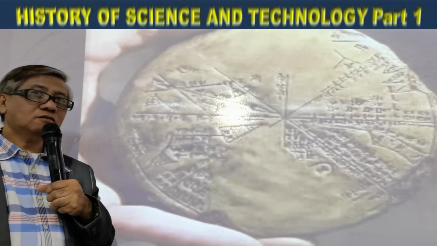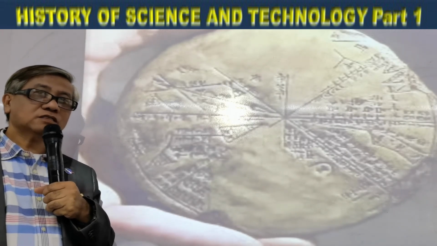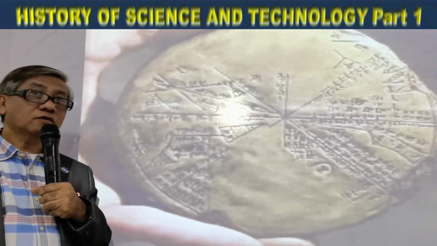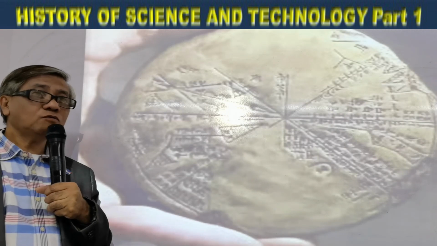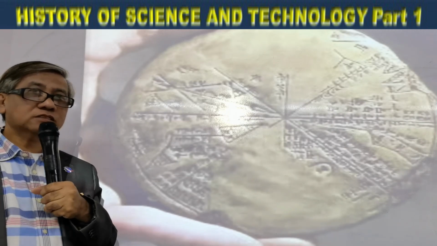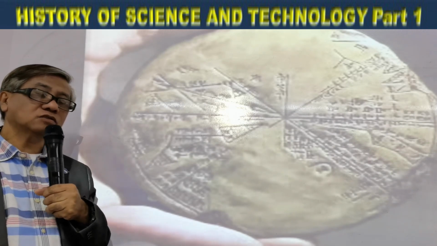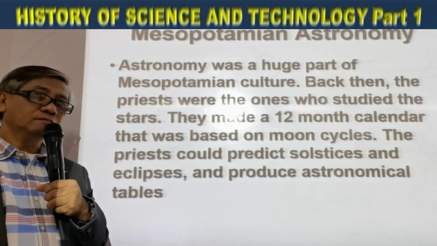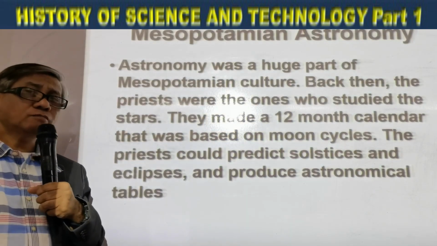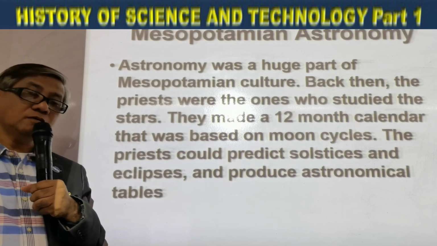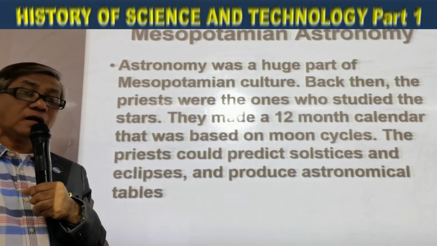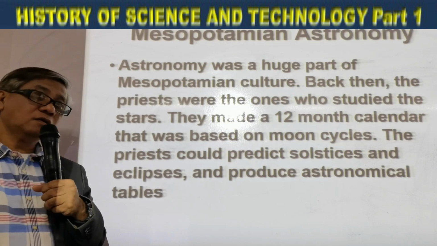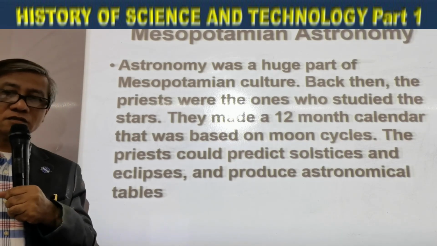Alright? And in order to keep track of these heavenly bodies, because of their amazement, these heavenly bodies were revered as gods. In fact, they worshipped the moon. They worshipped the sun and even the planets, the constellations. In order to keep track of those heavenly bodies, they came up with observatories. Astronomy was a huge part of the Mesopotamian culture. Back then, the priests were the ones who studied the stars. Kasi nga, talagang manghang-mangha sila sa mga heavenly bodies na yan.